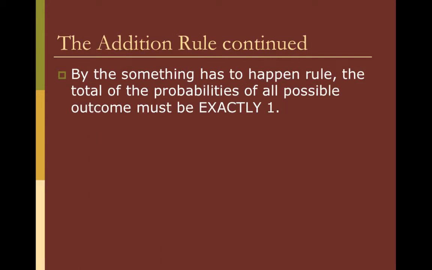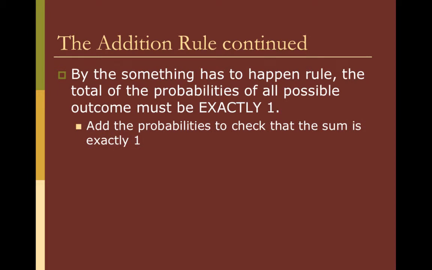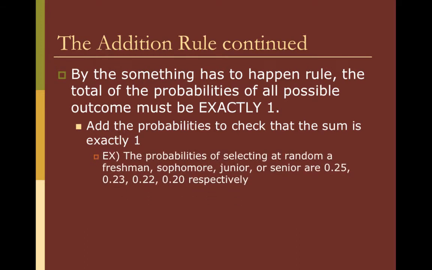By the something has to happen rule, the total of probabilities of all possible outcomes must be exactly 1. You can add the probabilities to check that the sum is exactly 1. For example, the probabilities of selecting at random a freshman, sophomore, junior, or senior are 25%, 23%, 22%, and 20% respectively. This is not legitimate probability because the sum is only 90%. So something is wrong here. So this actually would not work. And again, we can use the addition rule to check that all of the possible outcomes sum to exactly 1.